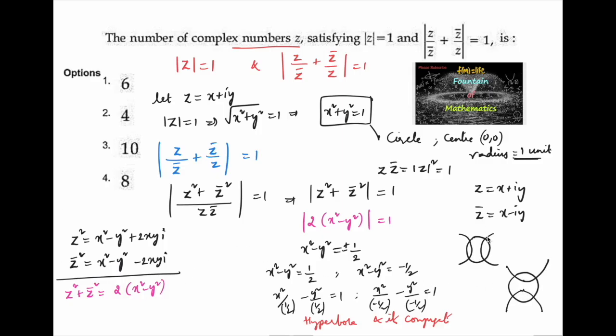So clearly we can see that there are 4 points of intersection. This is 1, 2, 3, 4, and here 5, 6, 7, and 8. So there are 8 solutions from the two diagrams. So we can see the number of complex numbers satisfying both the equations are 8. So which is option D. Option 4 is the answer.